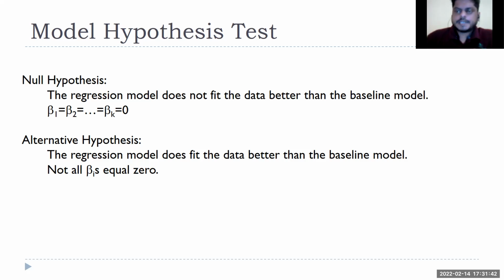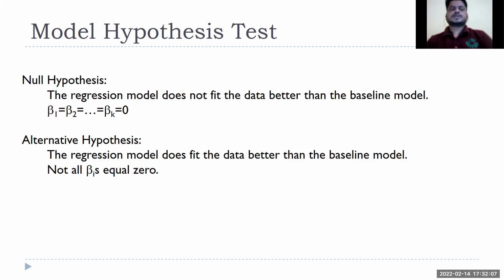So when we are creating a null hypothesis, it means no change, right? Everything is the same. There is no change from the baseline model. So the assumption is that all the coefficients beta 1, beta 2, up to beta k, which are the standardized regression coefficients, are 0. What it means is the model which I'm creating is similar to my baseline model.